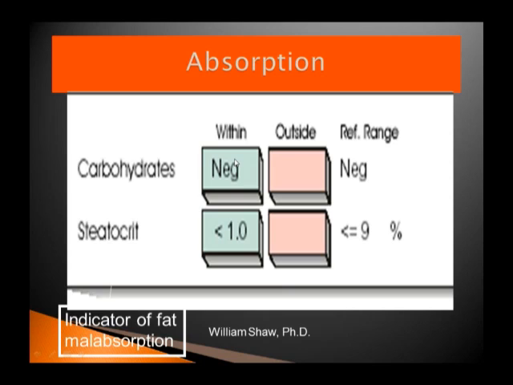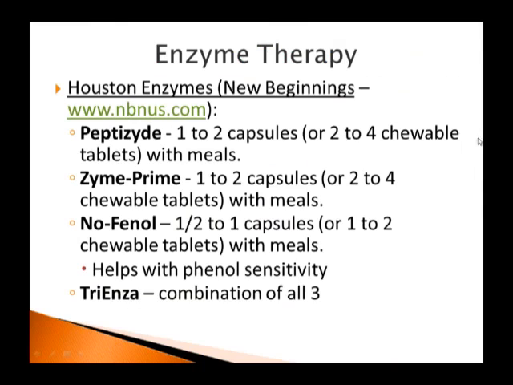Sometimes you'll see absorption markers that are affected. This is not something I find all that common. Again, if this is the case, the absorption marker of fat links back to either digestive problems or some type of infection. So enzyme therapy is a useful thing to use, and I've used a wide variety of enzymes over the years. Houston enzymes is one of my favorites. They have a wide variety of different enzymes, and we'll go through each one individually. Peptizide, Zyme Prime, No Phenol, and Trienza.